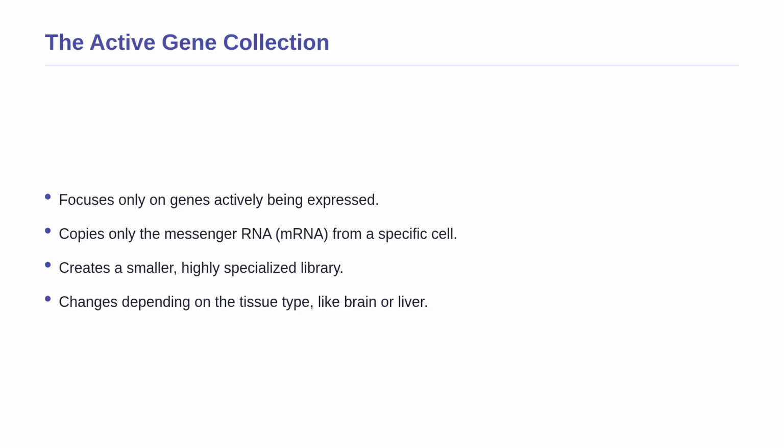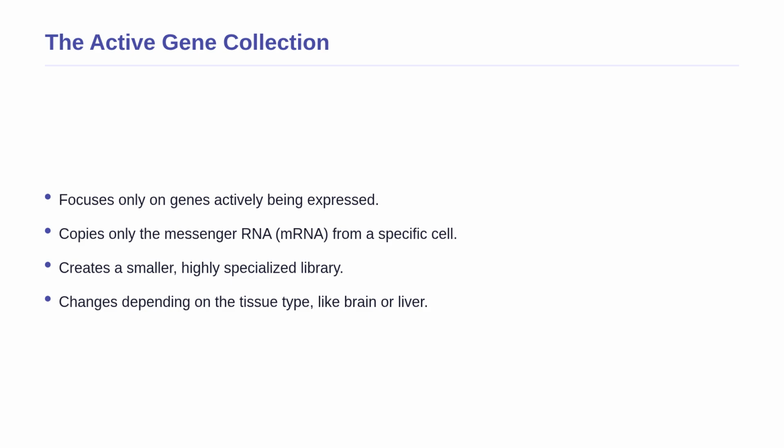This brings us to a different kind of archive. Imagine you do not care about the scrapped ideas or blank pages. You only want to see the blueprints of buildings actively being constructed right now. A cDNA library is exactly like this focused, active-only collection.